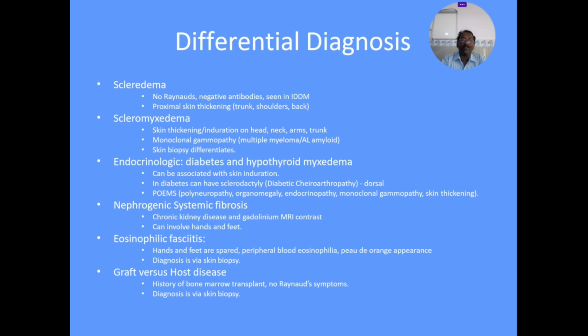In eosinophilic fasciitis, the hands and feet are spared, whereas the hands and feet are very much involved in localized systemic sclerosis. Peripheral blood eosinophilia is very common in eosinophilic fasciitis. Pseudo orange peel appearance, and diagnosis via skin biopsy only. Graft versus host disease: history of bone marrow transplant, no Raynaud symptoms here, and diagnosis via skin biopsy only. So when you are in doubt in systemic sclerosis, we need a skin biopsy to rule out these diseases.